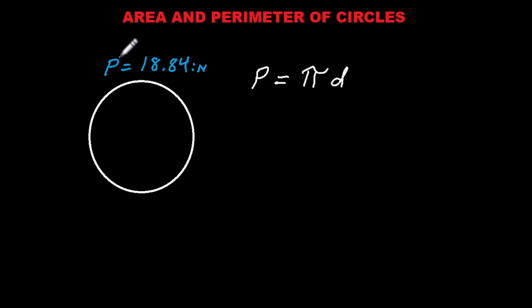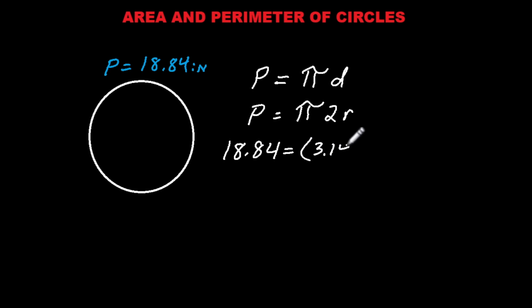For this example, we're given the perimeter, and what we actually want to find is the radius. So I'm going to use the formula perimeter equals pi times 2 times the radius. Sometimes you'll see this written 2 pi r. Since I'm given the perimeter is 18.84, I'm going to substitute 18.84 in place of the P. So I get 18.84 equals, and then I know that pi is 3.14, times 2 times the radius.